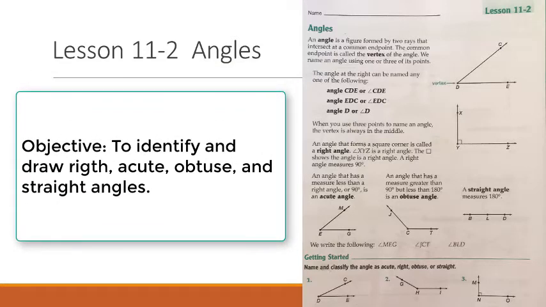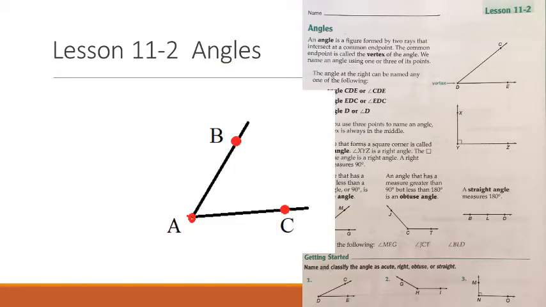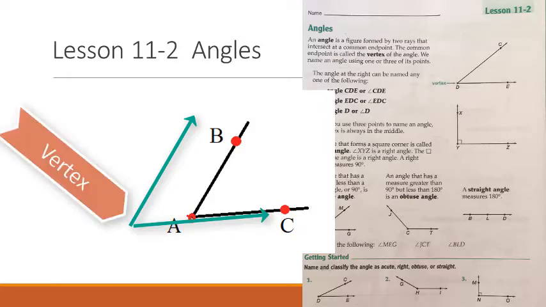First, what is an angle? An angle is a figure formed by two rays that intersect at a common endpoint. The common endpoint is called the vertex.